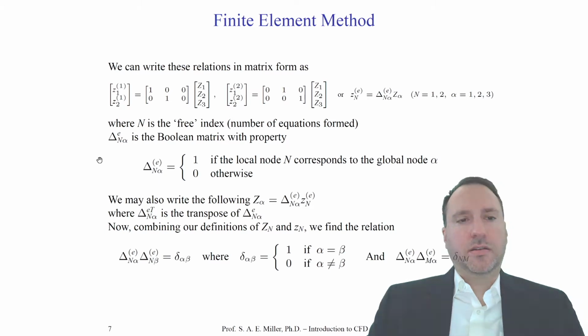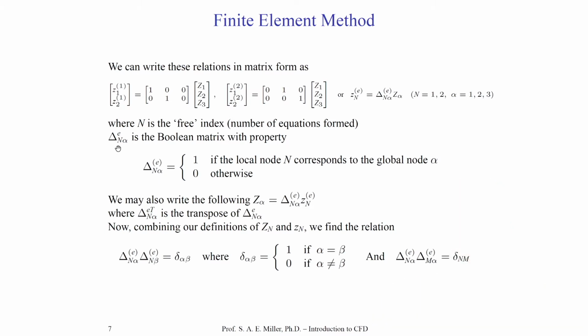Now, there'll also be a Boolean matrix with this property. This is the Boolean matrix which connects the local to global elements. It'll either have ones or zeros within it. It'll have a 0 if there's no connection between little z and big Z, of course. It'll be a 1, unity, if the local node number corresponds to the global node number alpha. We can also write this in the following way. Z alpha equals delta of Zn. So we can do the inverse transform of it and write global nodes as a function of elements with each particular Boolean matrix. We can combine our definitions of Zn and little zn, and we'll find this particular relation.